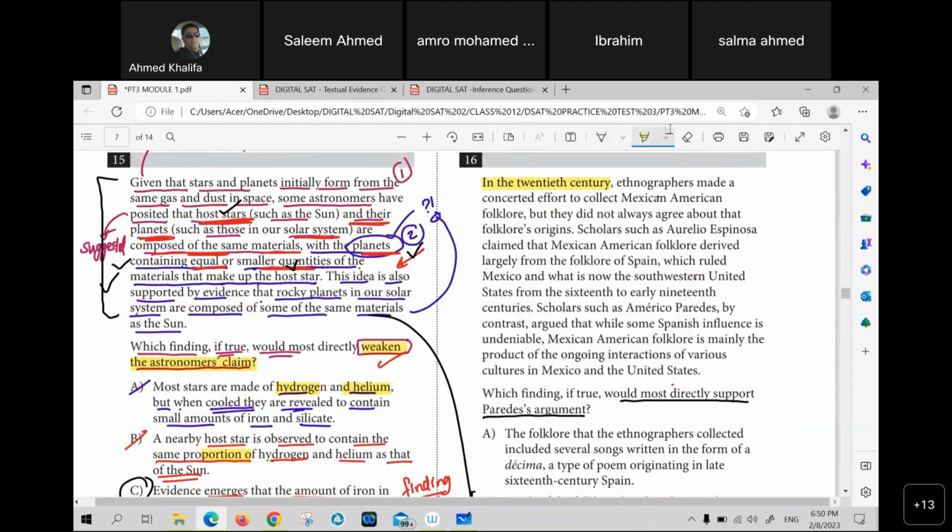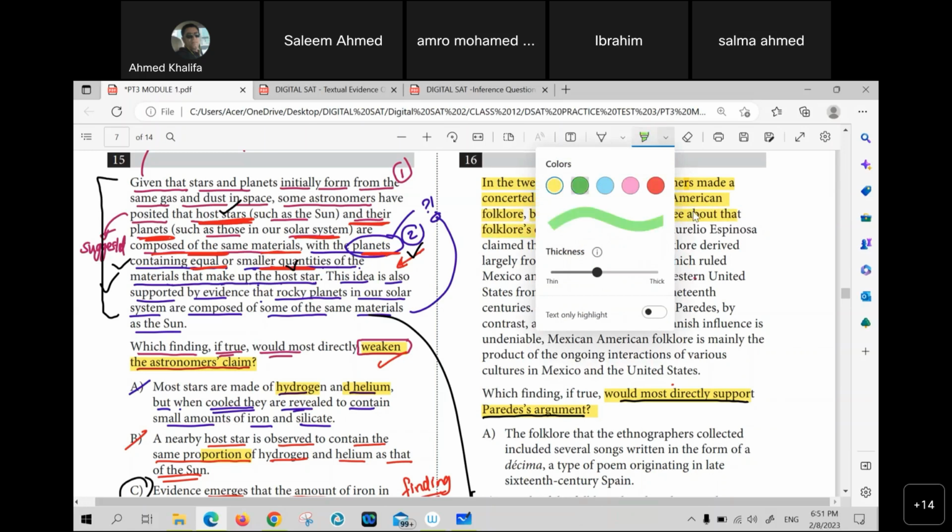In the 20th century, ethnographers, we remember the word ethnographers, those who study the cultures, the different people, their lives, whatsoever, made concerted effort to collect Mexican American folklore. If they did that kind of concerted effort, it means they all gathered together and made an effort to collect Mexican American folklore. But they did not always agree about the folklore's origins, where it originated. Okay? This is one.